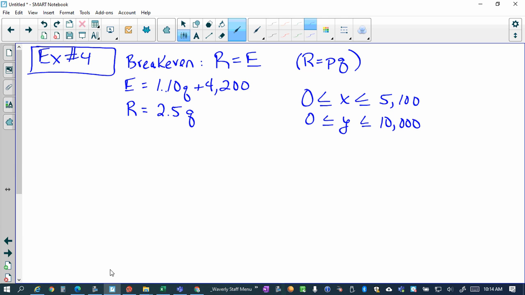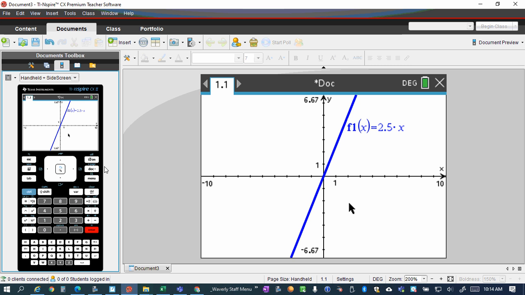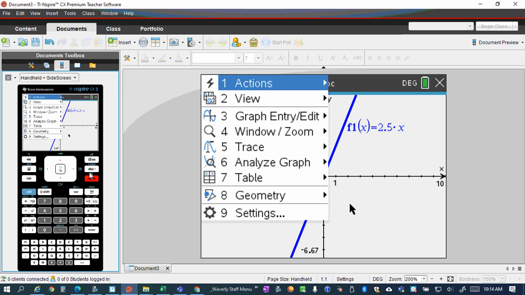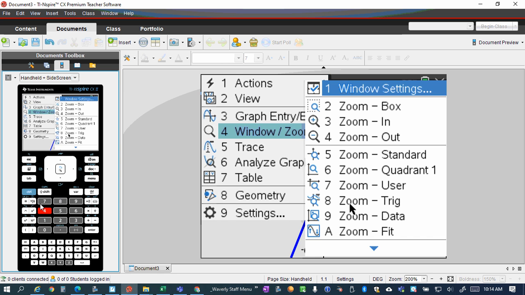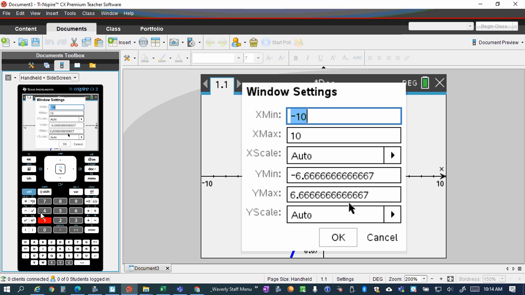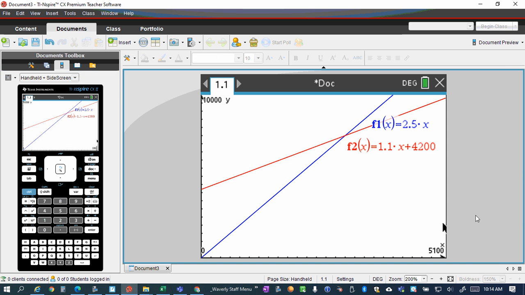Remember how to do that. I'll hit the menu button, window zoom, and just straight number 1 window settings. Never mind those other ones right now. So that's 0 to 5100, and then Y from 0 to 10,000. So now we have them out, right? We got that.